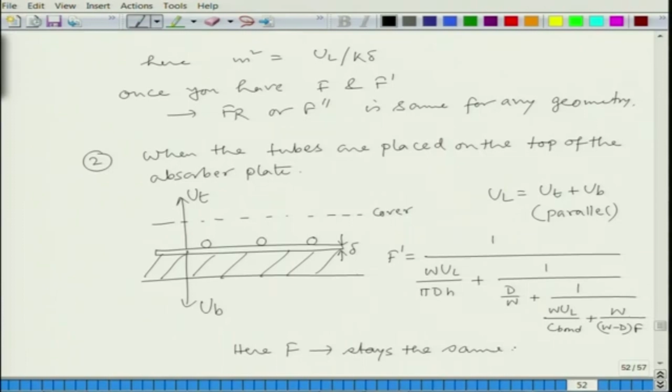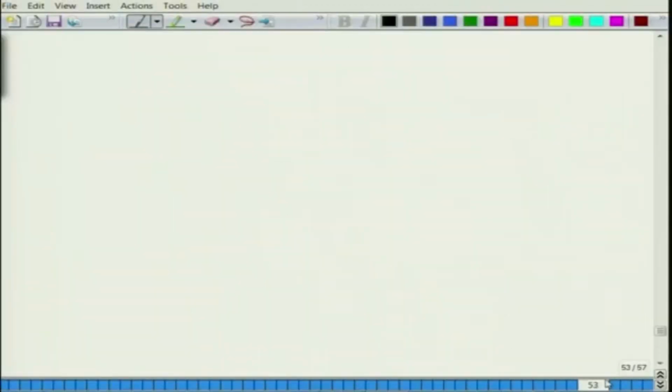So how heat moves from the plate to the tube, that part stays the same, but from there how it exchanges heat with the fluid and releases that heat, or loses the heat to the ambient, that part changes due to geometry. Okay.